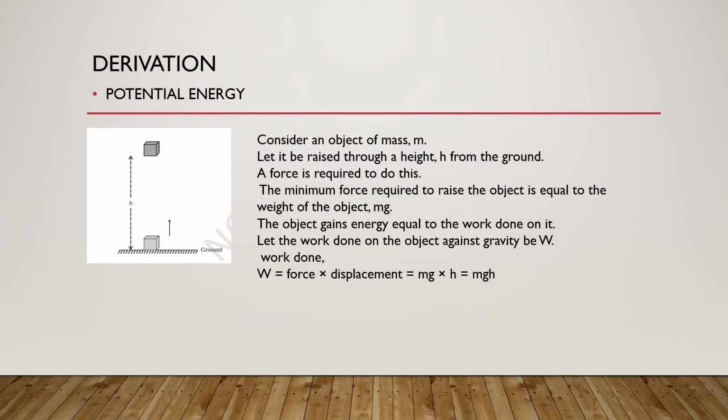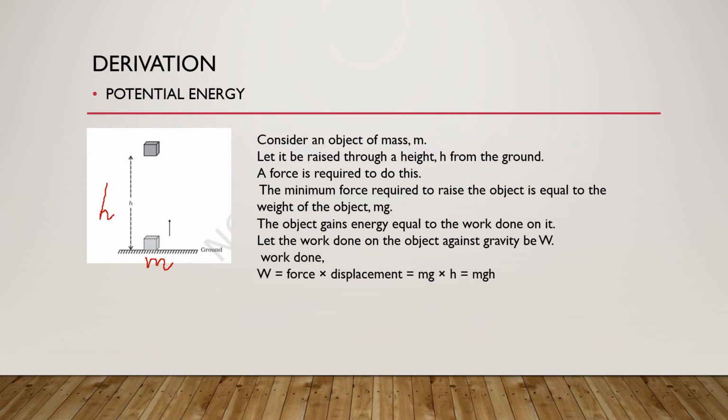Then next one is derivation of potential energy. This is very simple. No derivation is required. We are only substituting the values in the equation. So a body is raised to a certain height h. This is the height h, and the body has mass m. m is the mass of the object, and it has been raised to a certain height h from the ground.